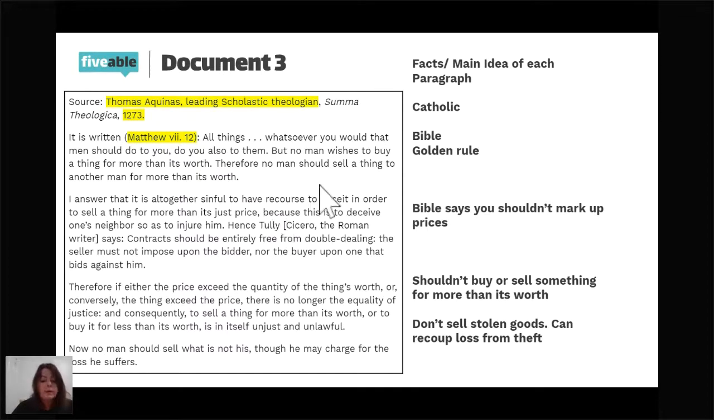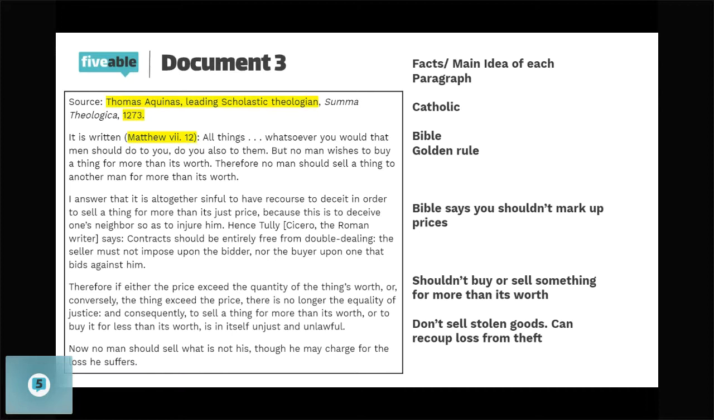Okay, let's look at this paragraph. I answer that it is altogether sinful to have recourse to deceit or to sell a thing for more than its just price, because this is to deceive one's neighbor so as to injure him. Hence, Tully, or Cicero, the Roman writer, says, contracts should be entirely free from double dealing. The seller must not impose upon the bidder, nor the buyer upon one that bids against him. Okay, so kind of the same thing, right? Be honest when you're buying and selling things.